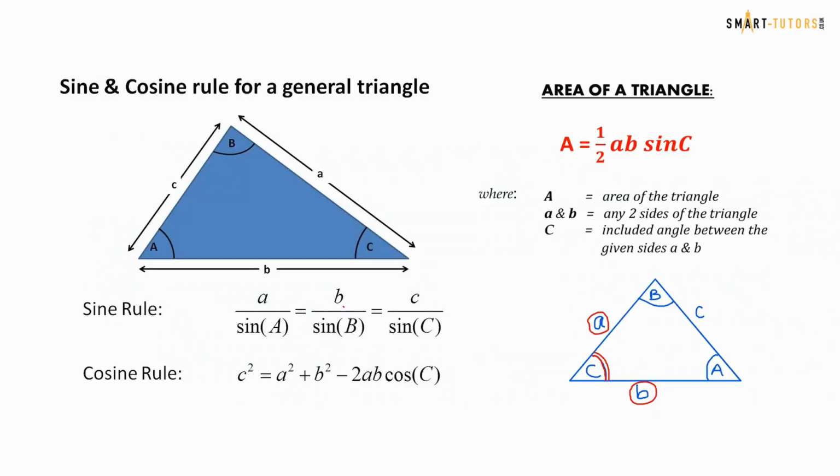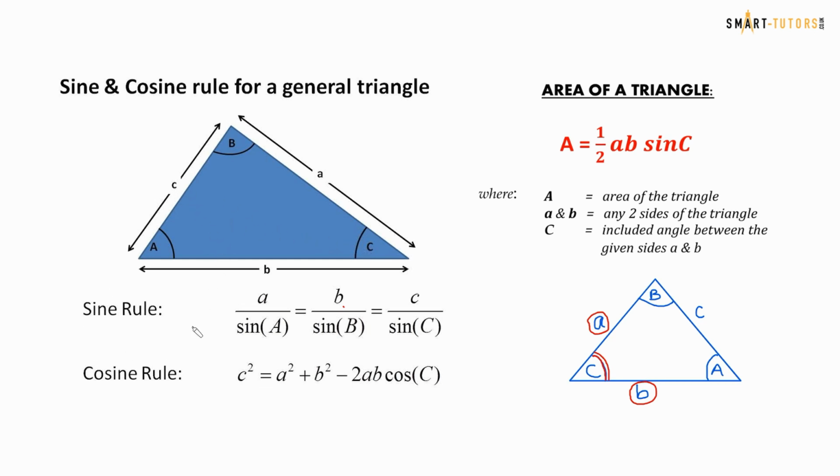Let's look at the theory behind this topic. Sine and cosine rule for a general triangle. If you consider a triangle ABC, the opposite sides of the triangle are marked as lowercase a, which is opposite angle capital A, lowercase b is the opposite side of capital B, and lowercase c is opposite angle capital C.